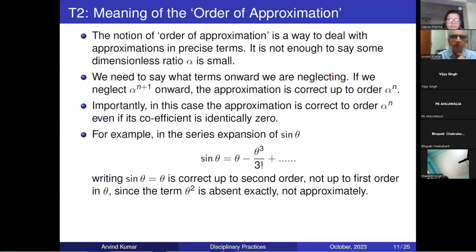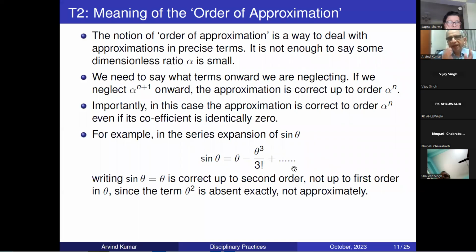A very important point. For example, in the series expansion of sine theta, writing theta, most people will say it is correct up to first order, but that's wrong. It is correct up to second order, because I have not neglected theta square. The coefficient is identically zero. So by putting sine theta equal to theta, I am making error from third order onwards, not second order onwards.